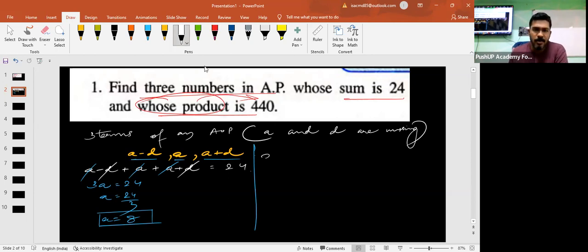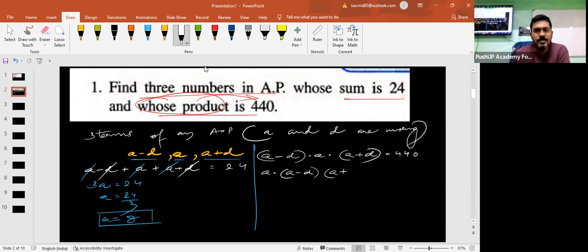The product means what? A minus D into A into A plus D, which is equal to 440. All right. The product of these three numbers is equal to 440. Now, let me ask you something. Shall I write this as A into A minus D into A plus D, which is equal to 440? I can write this.